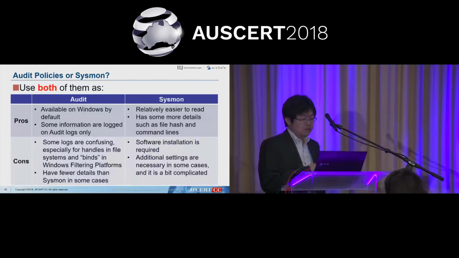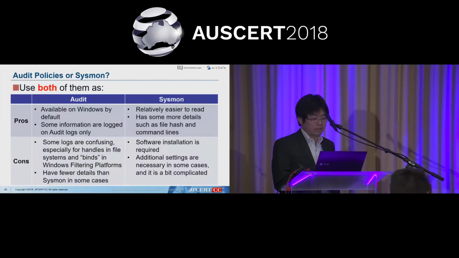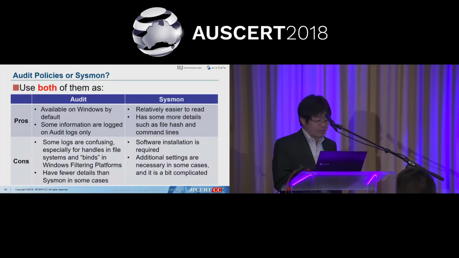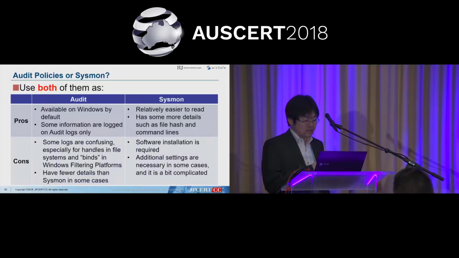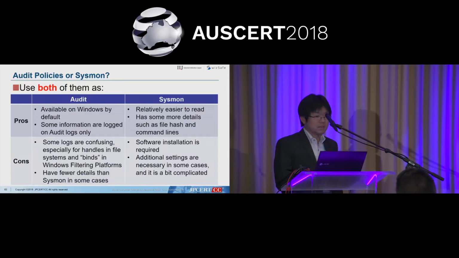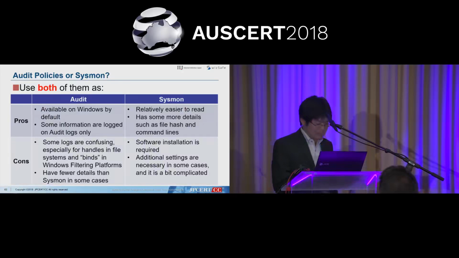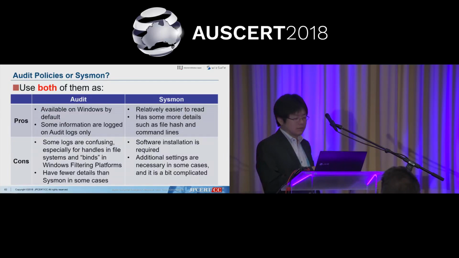But the pros for using Sysmon are that it's relatively easier to read, and it has some more details such as file hashes and command lines. And the cons for using Sysmon are, first, you need to install software, and that's probably not easy sometimes, especially in large enterprises. Another con is that additional settings are necessary in some cases. And when you want to make changes to the Sysmon configuration, you need to make an XML file and import it. But that's sometimes difficult. So up to here, I've talked about audit policies and Sysmon.